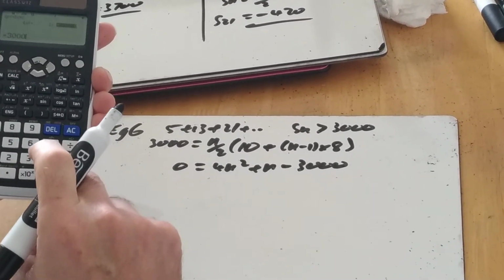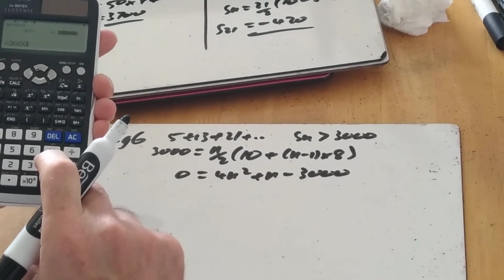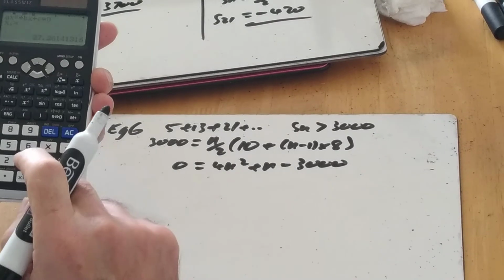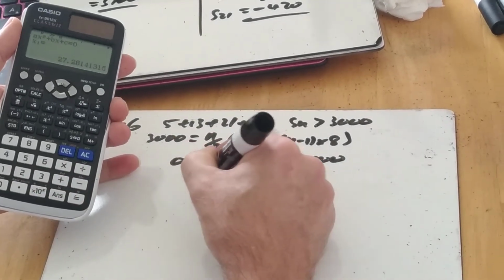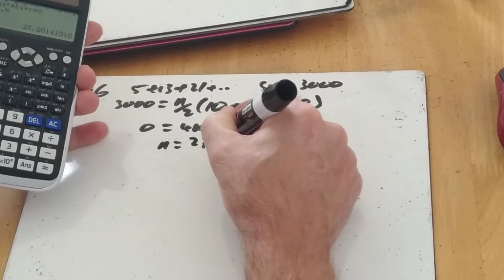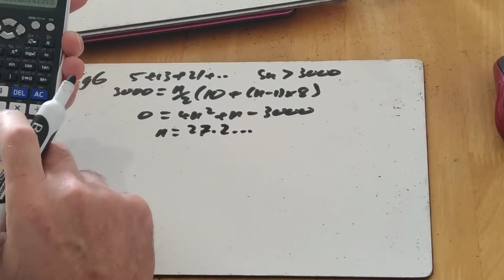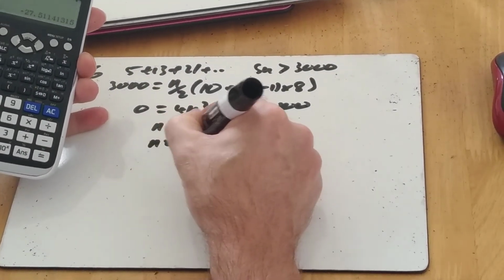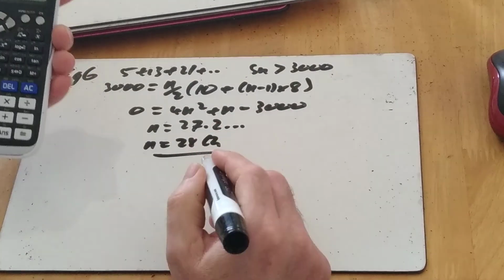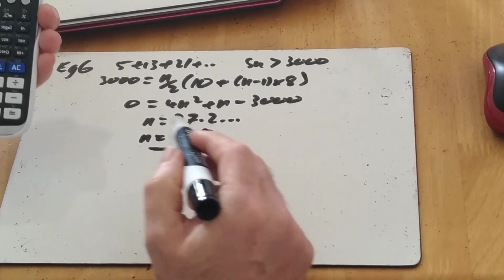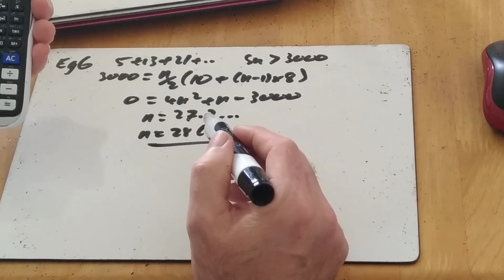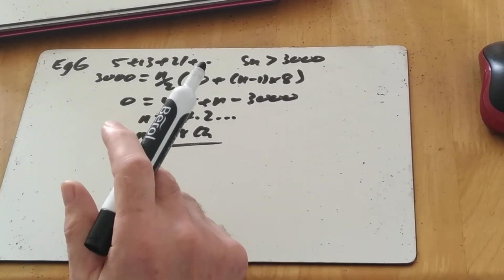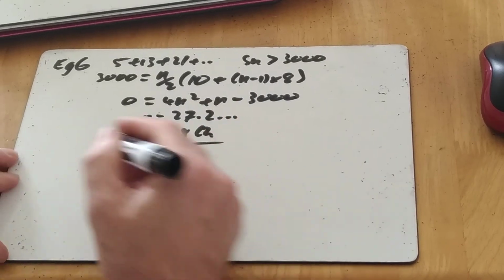The minus means I'm going to end up with a positive value for n and a negative value for n, obviously. My answer then, n equals 27.2 something or other, and n is minus 27.5. So n has to be the 28th term. It has to be a positive value, and that's the first one that gets my sum over 3,000. Okay, so yet again, nothing wrong with using your calculators as appropriate.